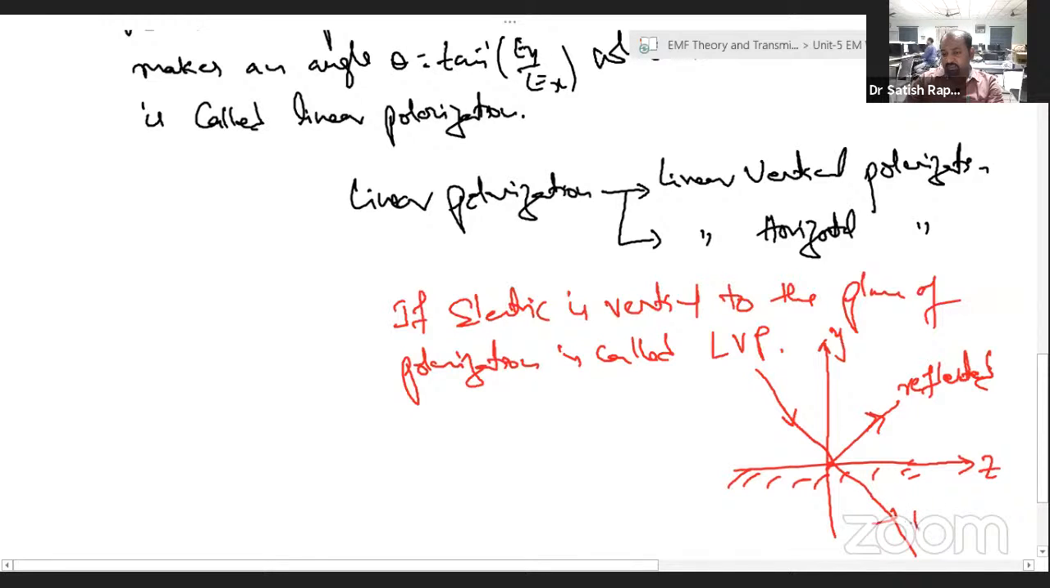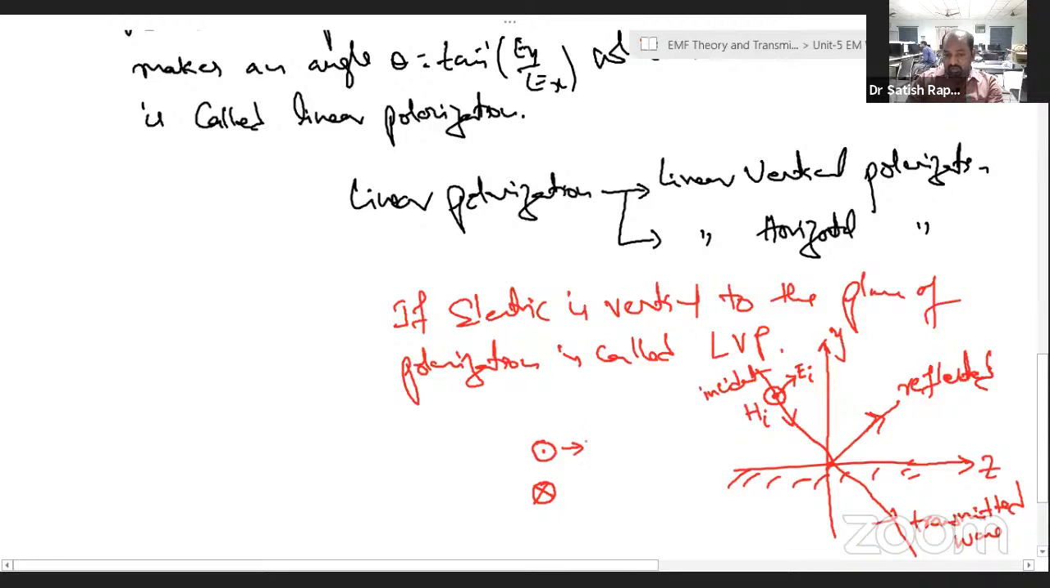Part of the wave transmits, and this is called the transmitted wave, and this one is the incident wave, right? The incident wave is an EM wave, which consists of an electric field, the incident electric field, and a magnetic field, H I. Here the magnetic field is indicated with a dot.